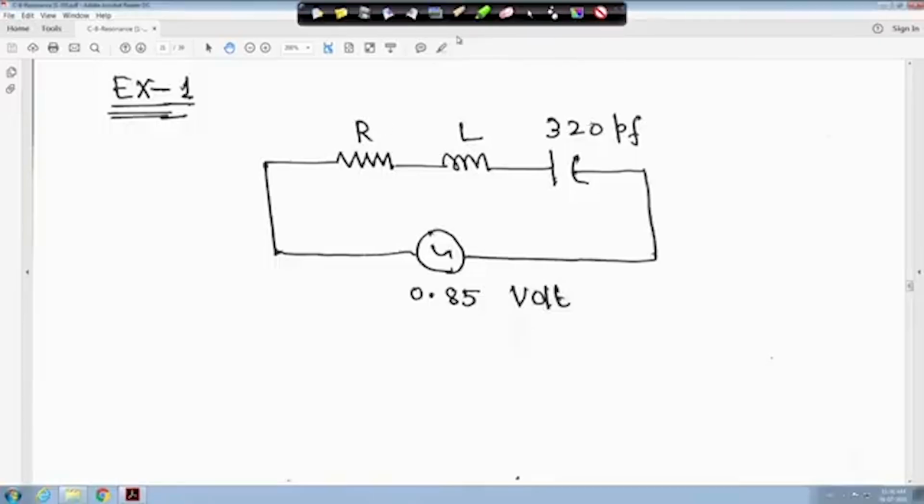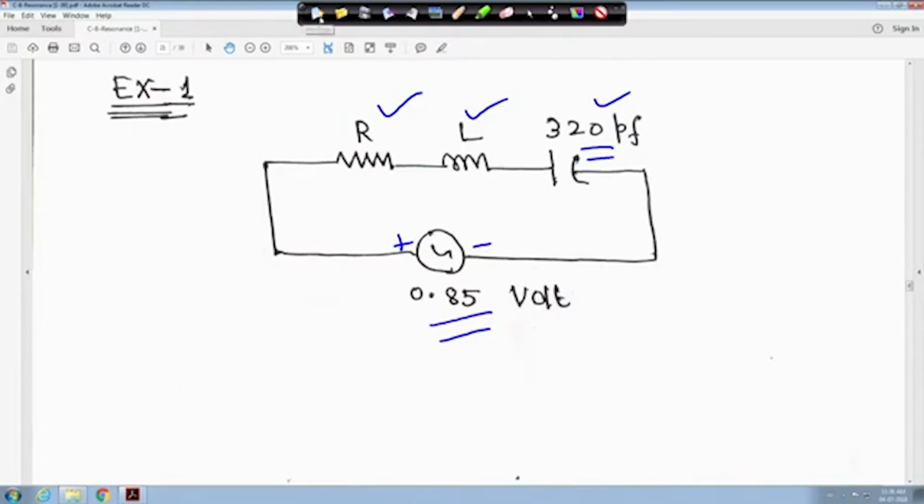So far we have seen whatever theory there is for resonance. Now we'll take a simple example. This is a simple series RLC circuit. RL is given, and the capacitor is 320 picofarad. If you want instantaneous polarity, you can take plus and minus, and this voltage is 0.85 volt. So this is a simple RLC circuit.